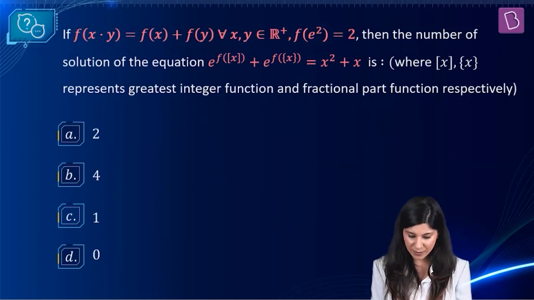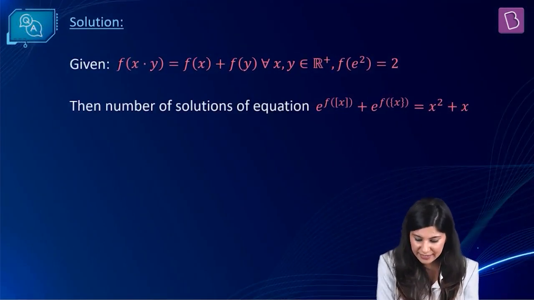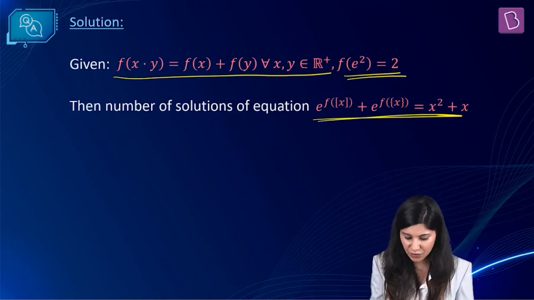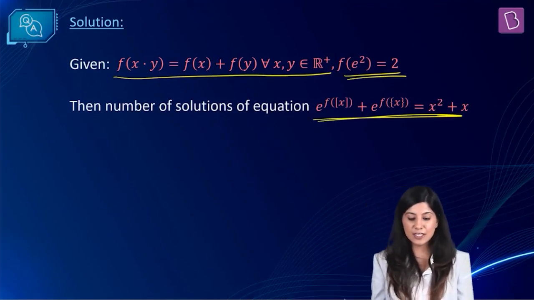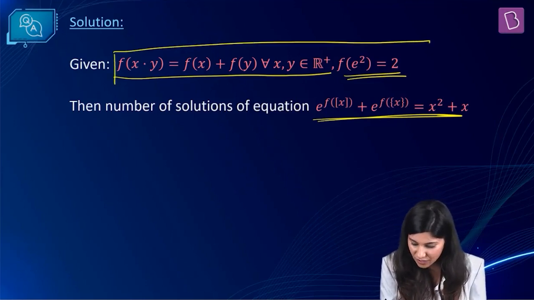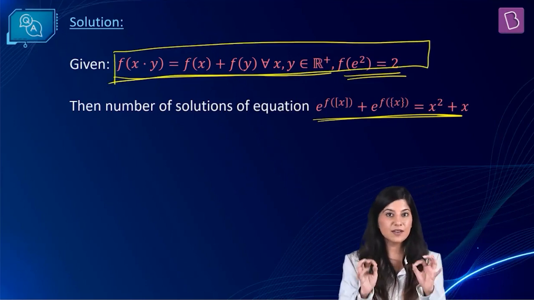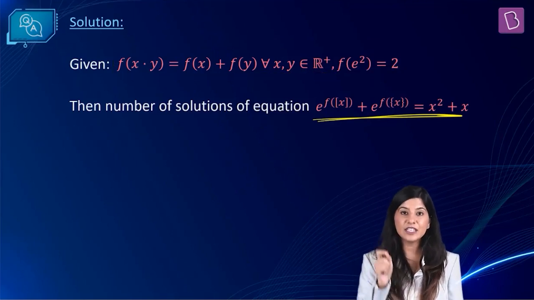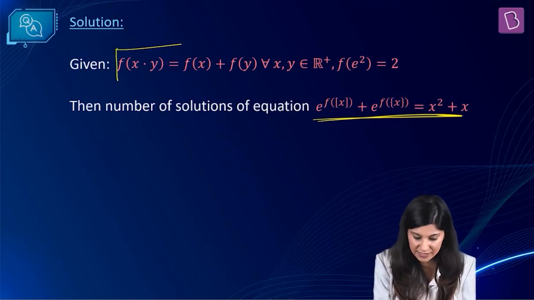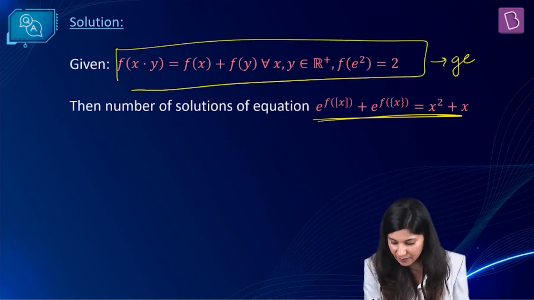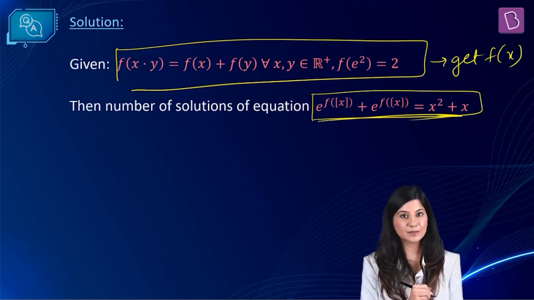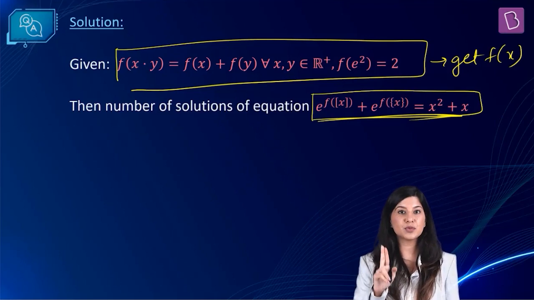Right? Okay, let's begin. Let's write down the given information. F of e square is 2, and we need to figure out the number of solutions of this equation, right? So basically, this is the first part of this particular question. From the first half, we need to derive what f of x is. Once we get f of x, we can talk about the rest later on. We'll divide the question into two parts.